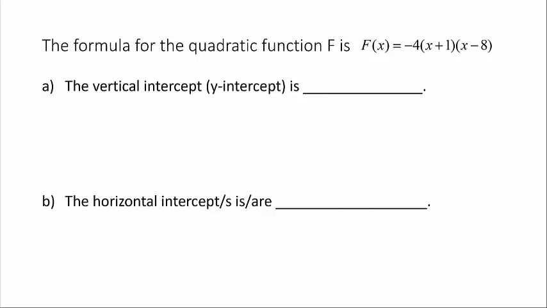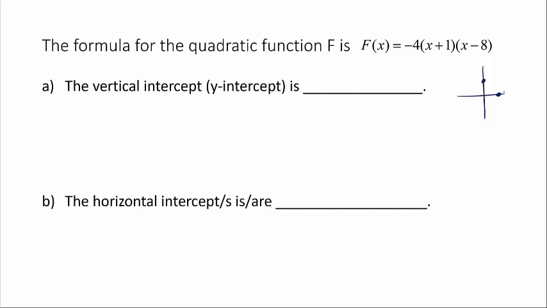The first task is to find the vertical intercept, and by vertical intercept we're talking about where it intercepts the y-axis, the vertical axis, whereas in part B we're looking at the horizontal intercepts, or the x-intercepts, where it intersects the x-axis.